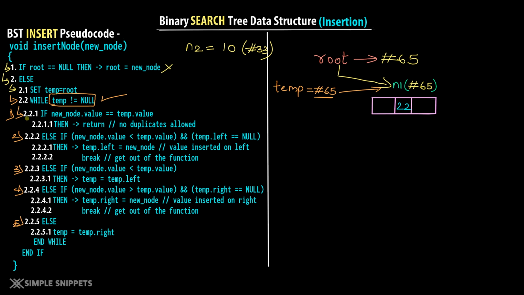The first condition, 2.2.1, checks if the value inside the new node is equal to the value which is pointed to by the current node. What this if condition does is take the new node, over here n2, which we are trying to insert. N2's value is 10. So new node dot value, 10, equal to temp dot value. What is temp? Temp is hash 65, which is currently pointing to n1. So temp dot value is going to be 22, right? Is 10 equal to 22? No. So that's why this if part will not be executed.